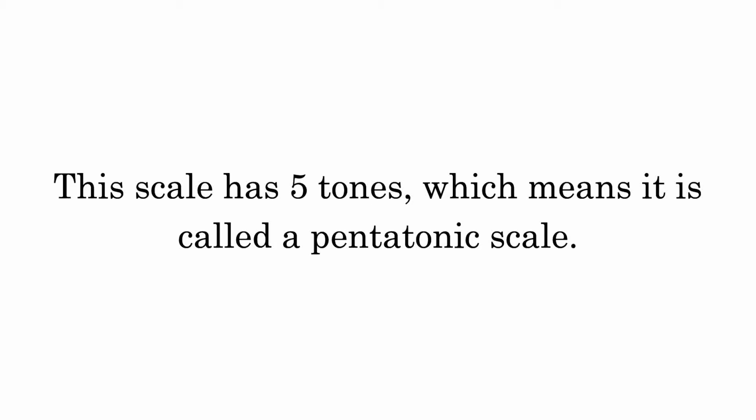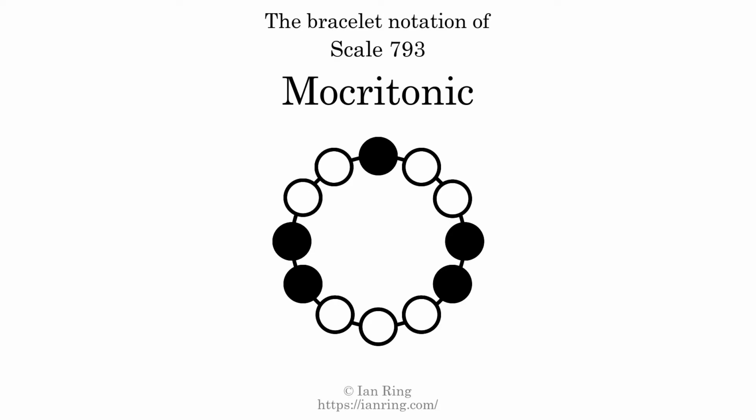This scale has 5 tones, which means it is called a pentatonic scale. This is a bracelet notation diagram of scale 793. The shaded circles represent tones that appear in the scale, and they are read clockwise, starting at the top.